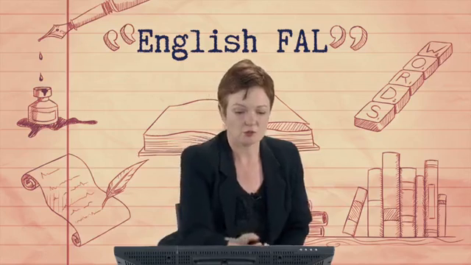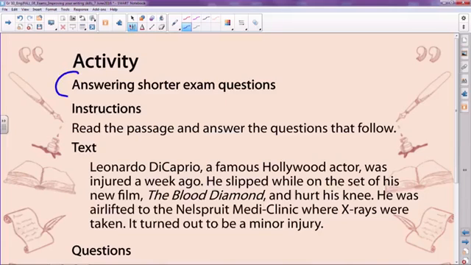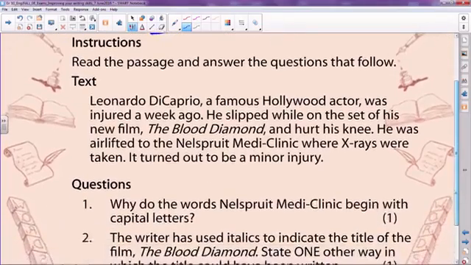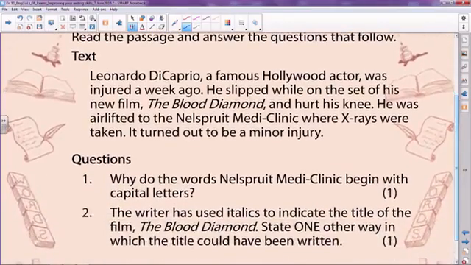Now let's look at answering questions in exams that are a little bit shorter, and answering them efficiently. So one question, this is a language question. It gives us the text, and it begins, Leonardo DiCaprio, a famous Hollywood actor, was injured a week ago. He slipped while on the set of his new film, The Blood Diamond, and hurt his knee. He was airlifted to Nelspruit Mediclinic, where x-rays were taken. It turned out to be a minor injury.